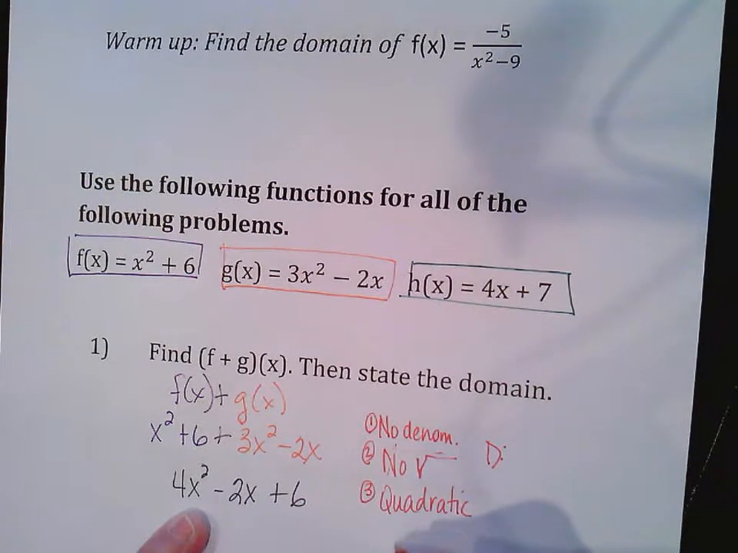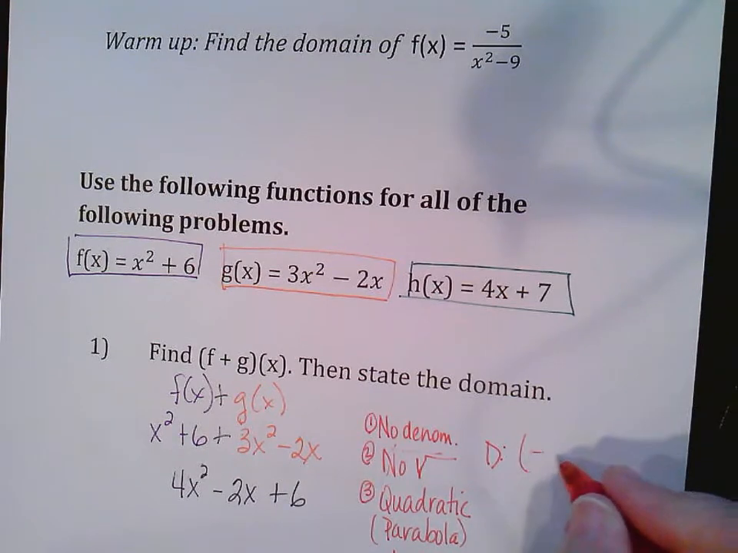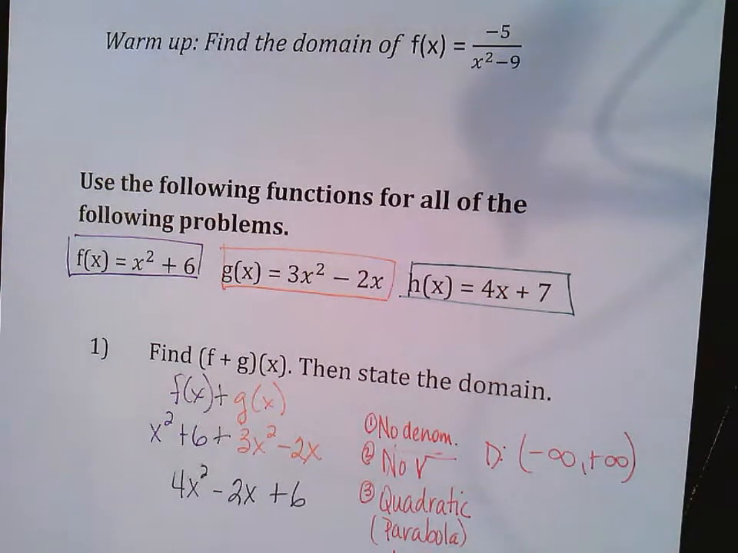And I know a quadratic function is a parabola, which is going to be a U shape. This is positive, so it goes up. So I know my domain goes from negative to positive infinity. I don't have to graph it. I know enough about quadratics to know that the domain is going to be negative to positive infinity.